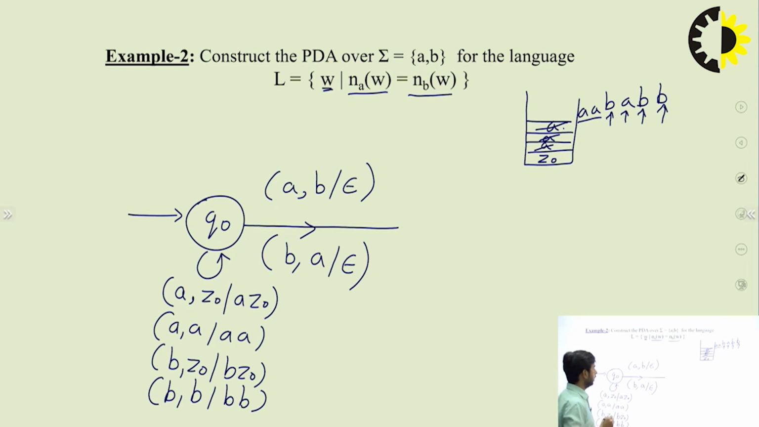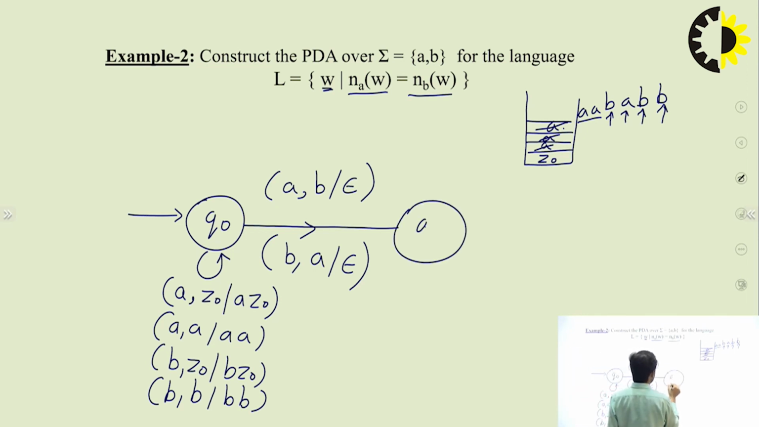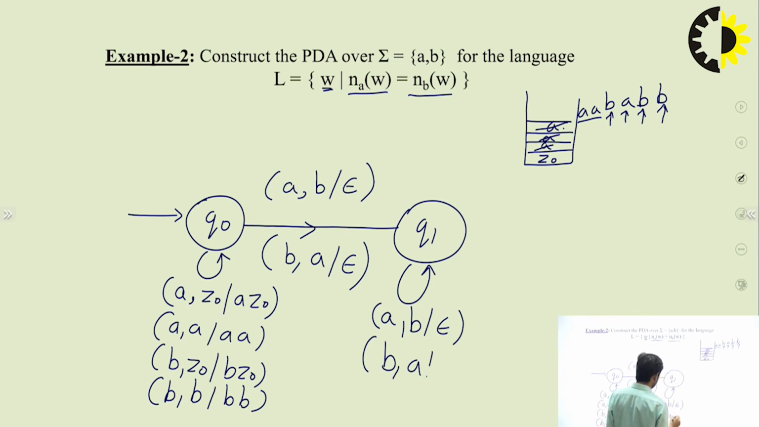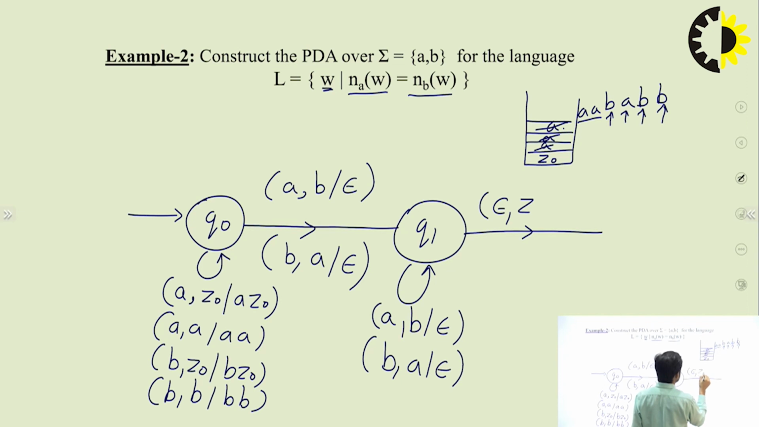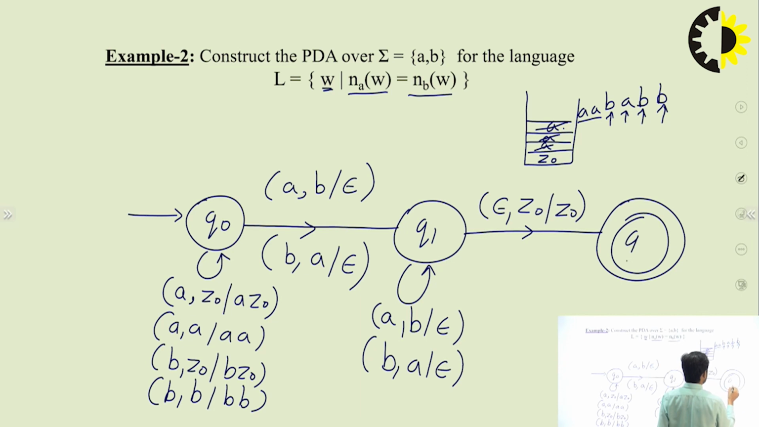Now I am at state Q1. We keep on doing this: when input is A, top of the stack is B, we pop B, and when input is B, top of the stack is A, we pop A. Now input is epsilon, top of the stack is Z node, we keep Z node as it is, and the string will be accepted. So this is the PDA for the language where number of A is equal to number of B.